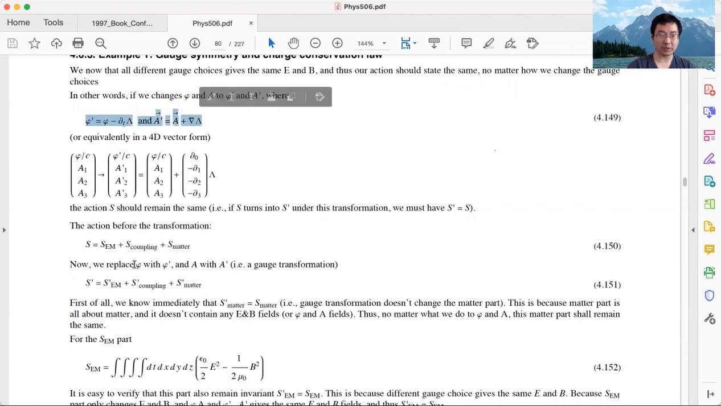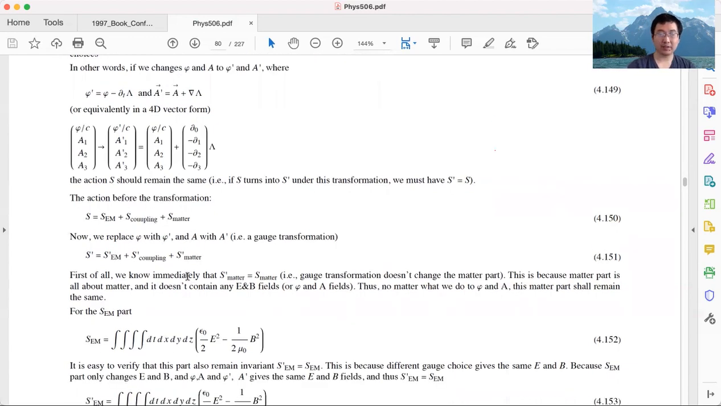In this gauge transformation, I will replace phi by phi prime, A by A prime, and now I get a new action. This new action is the action after the gauge transformation. It's the same action, but I replace phi with phi prime, A with A prime. The gauge symmetry tells me my new action S prime and S must be exactly the same. Nothing should change if I perform this transformation. So that is my symmetry.